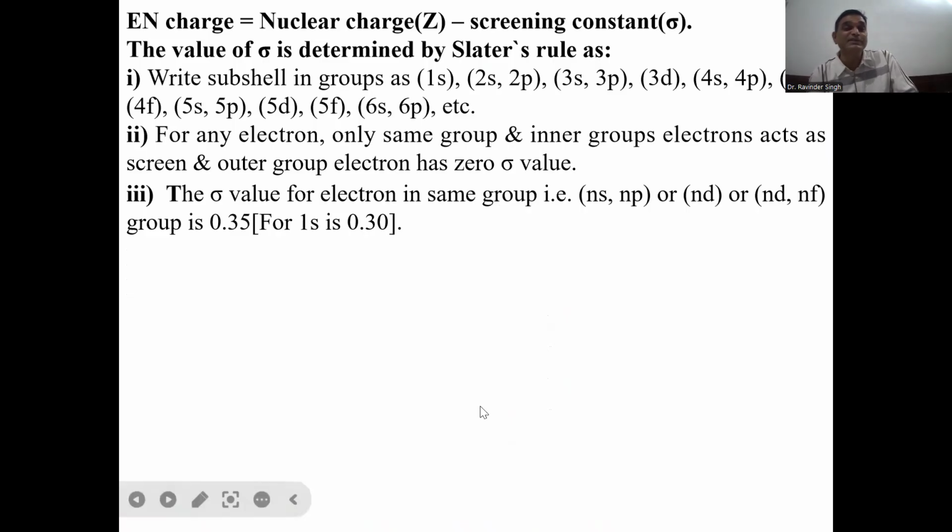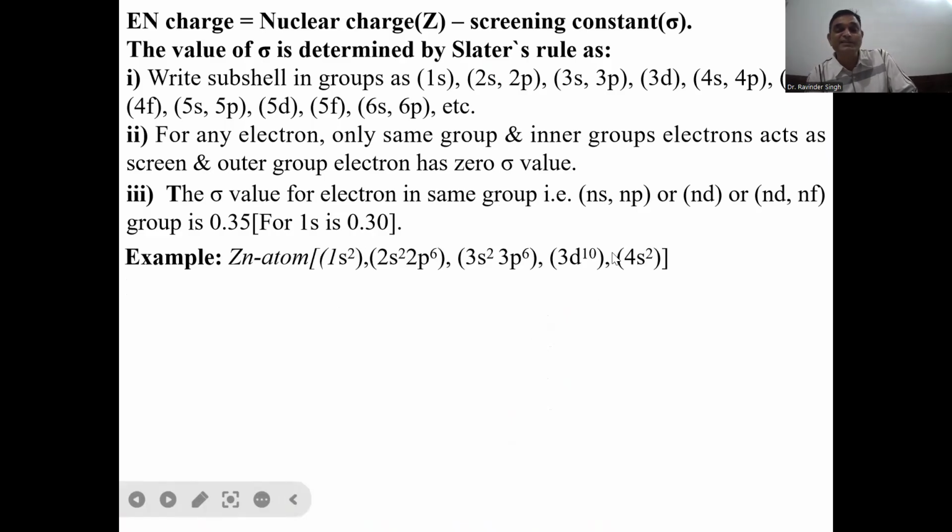So in the next point we will see the electrons which are present in the same group. Same group means, for example, as we are talking about the effective nuclear charge experienced by these 3d electrons, what is the total number of electrons in 3d? Total electrons are 10. And we want to calculate the effective nuclear charge of that d electron, keeping one electron alone. What is the effect of these remaining 9 electrons on that one electron?